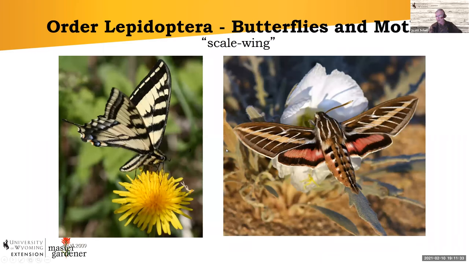The order Lepidoptera includes butterflies and moths, and that refers to scale wing. These little tiny scales are what give the color and pattern to their wings. The butterflies have knobbed antennae, and not all moths are drab and fly only at night. The white-lined sphinx moth is pretty popular with people because they're kind of like an insect hummingbird, and they usually like to fly in the early mornings or in the evenings. On campus at UW, when the flowers are in bloom in late summer and early fall, there's usually lots of the white-lined sphinx moths around.